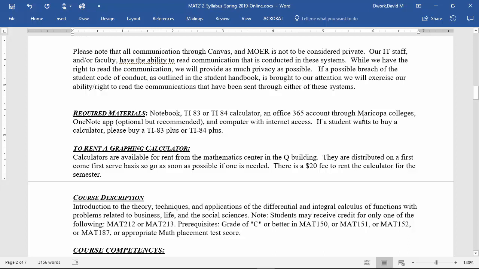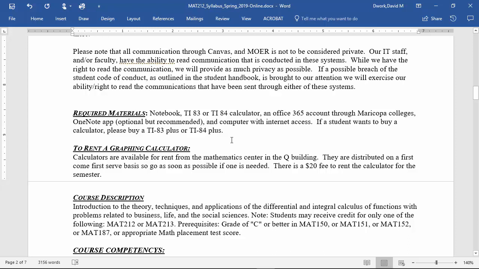An Office 365 account, which you all have through Maricopa Colleges. So you're already set there. You already activated everything when you did the OneNote sign up. The OneNote app, which again is free. You already have an account. You don't have to have it, but it's recommended. It makes uploading pictures easier. You must have a computer with internet access.